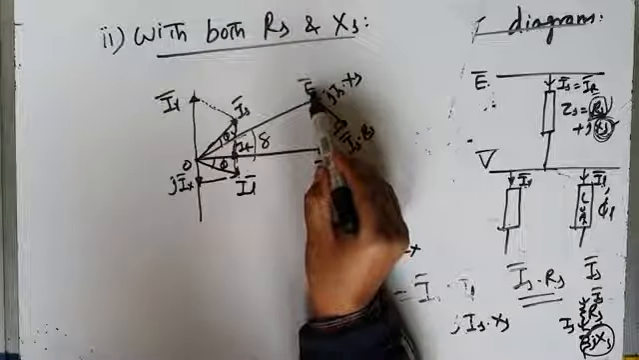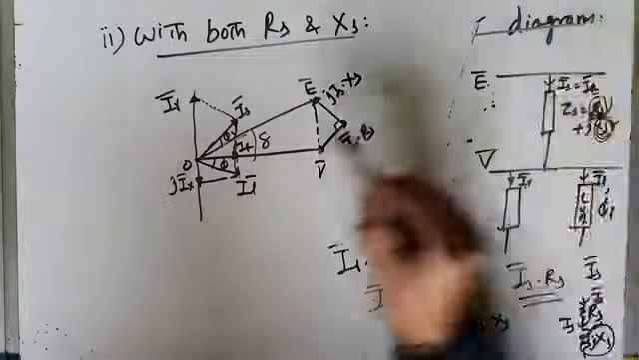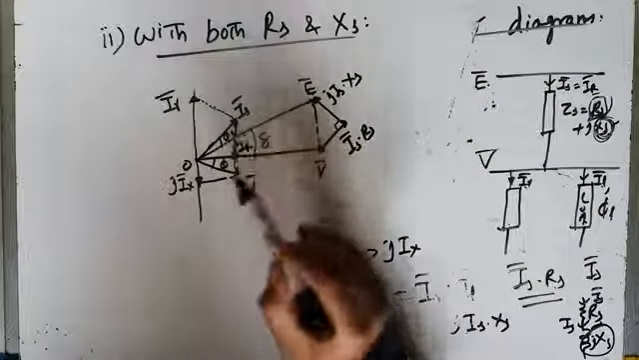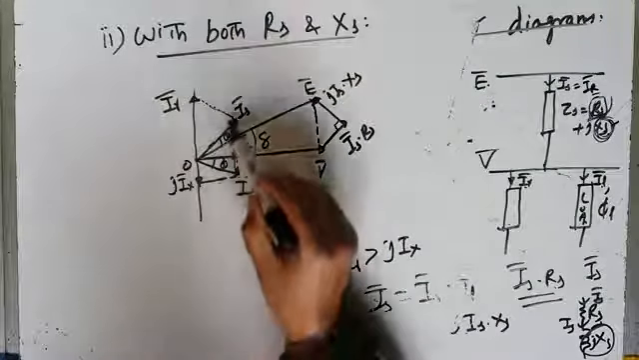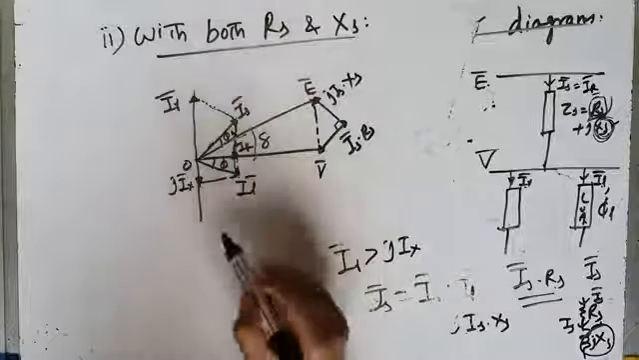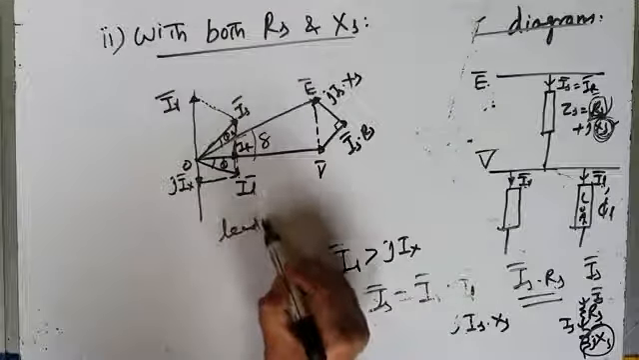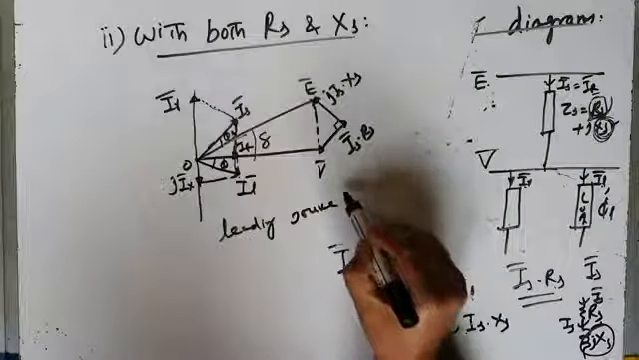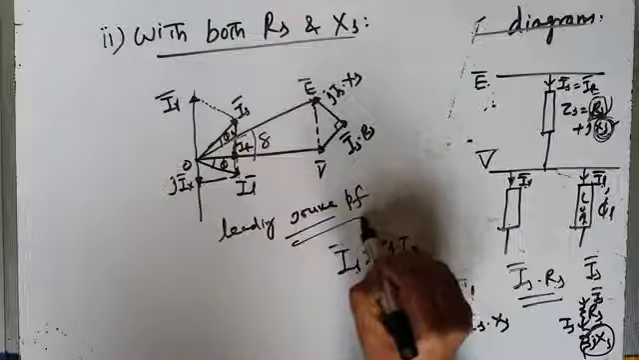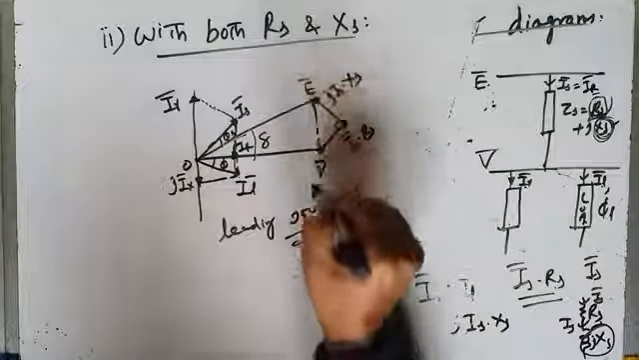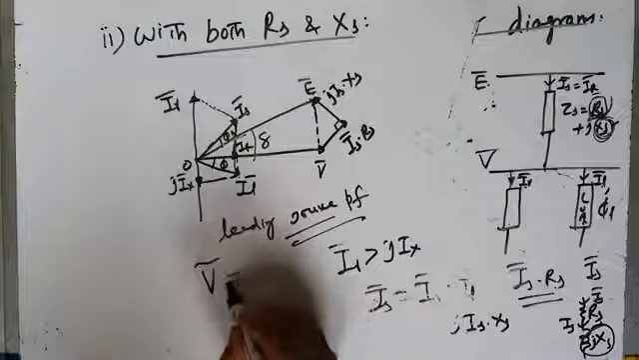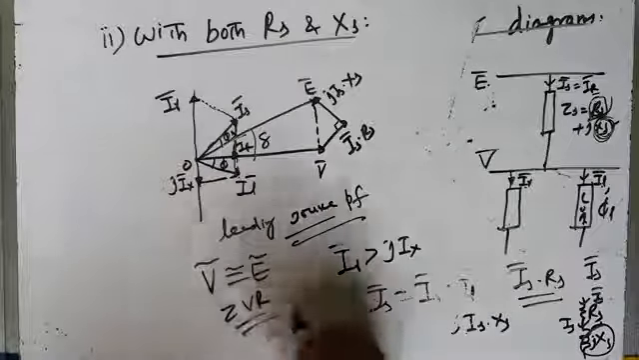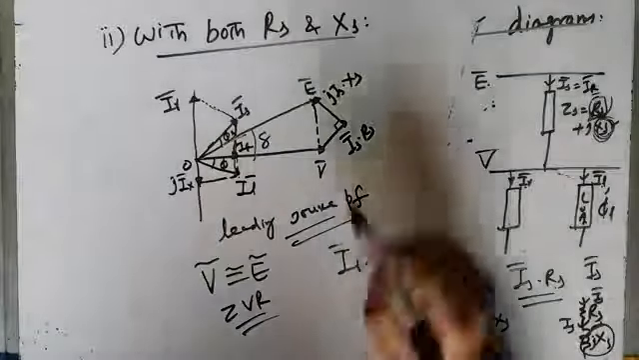This is the source voltage E, and here is the source current IS. IS is not in phase with E, it is leading E by a certain phase angle phi S. So since current is leading voltage, you have a leading source power factor. Load power factor is lagging, but source power factor is leading. And that makes E equal to V, and that gives you zero voltage regulation.